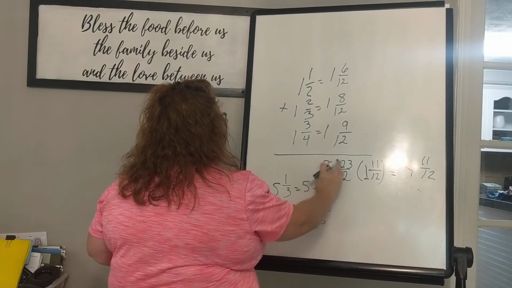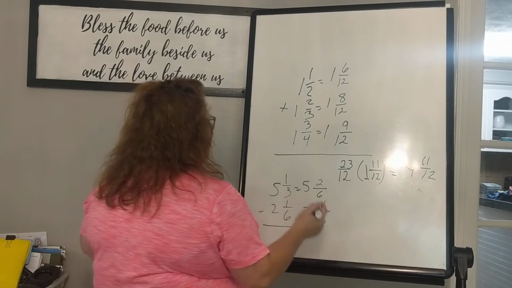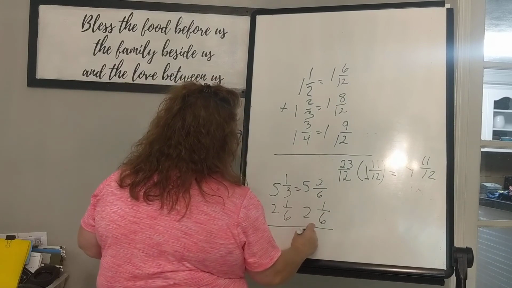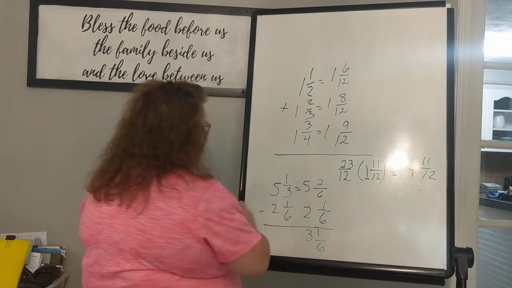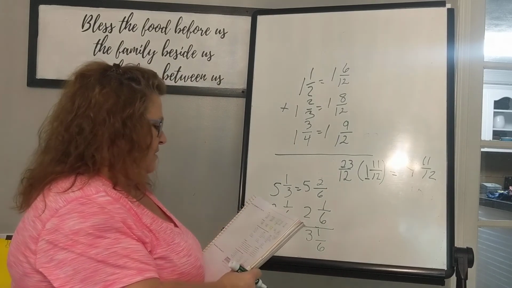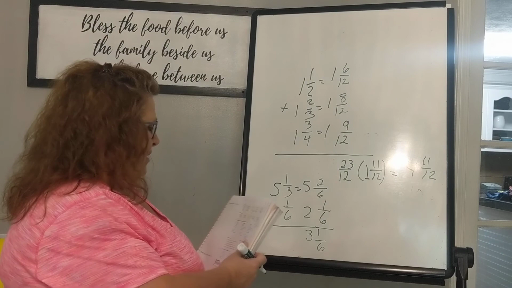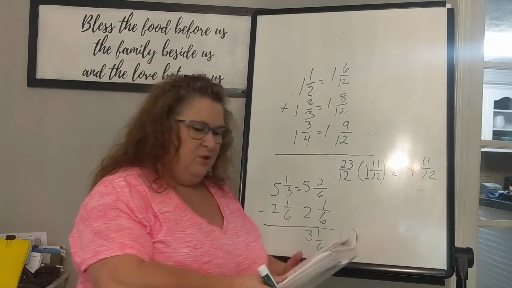Now we don't have to borrow on this one. So 5 minus 2 is 3, 2 minus 1 is 1, and our denominator is 6. So 3 1/6 is our answer. Okay, the rest of your work will be done on your interactive worksheet, so be sure and complete that to complete your math assignment for today.